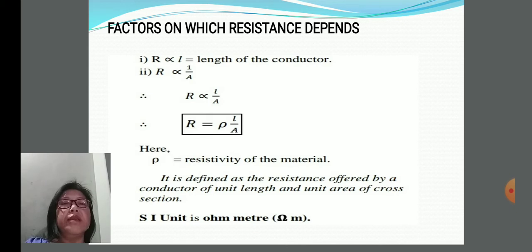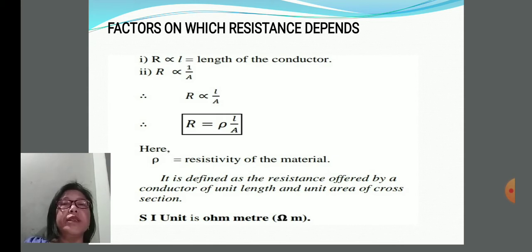The resistance is directly proportional to the length. R is proportional to L, the length of the conductor. The more the length of the conductor, the more collisions of the electrons with the ionic core. So resistance is directly proportional to length, and resistance is inversely proportional to cross-sectional area. The more the cross-sectional area, the fewer collisions there will be, so less resistance.